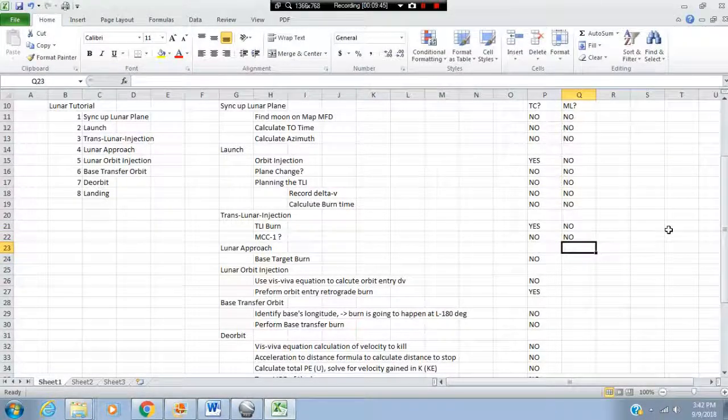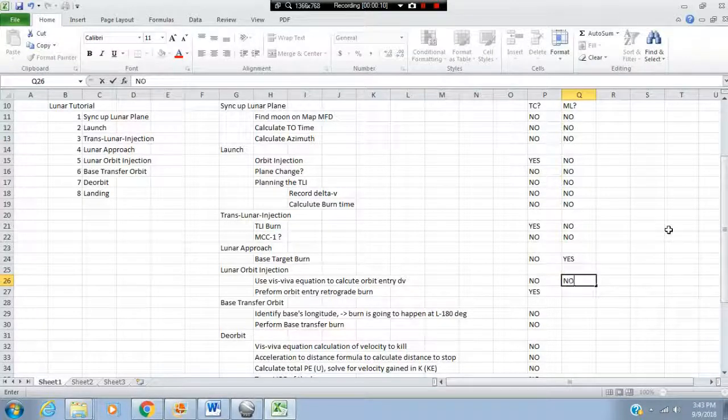Yeah, you know what? We're going to say no. Because the MCC1 is to get you specifically to the moon. What is actually important is the base target burn, because that selects your altitude. You can do that burn to avoid the moon if you have to, but if you're off by quite a bit of distance, you're going to have some issues there. Using the vis-viva equation to calculate, you're not going to get any mission loss from calculating things.